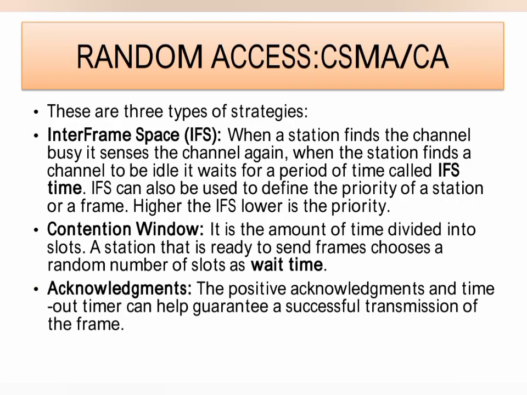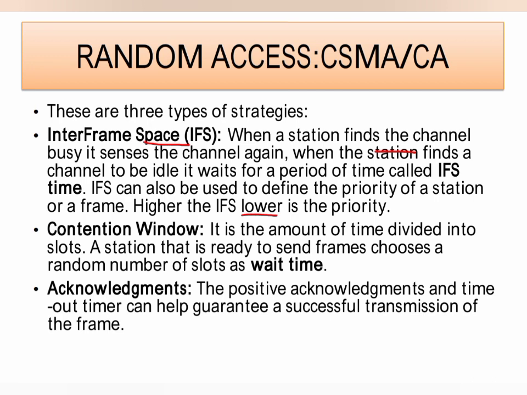In random access CSMA/CA, we have three types of strategies: the interframe space, the contention window, and acknowledgements. The interframe space is the space while transmitting the data. When a station finds the channel busy, it senses the channel again. When a station finds the channel to be idle, it waits for a certain amount of time called the interframe space. IFS can also be used to define the priority of a station or a frame. The higher the IFS, the lower the priority.